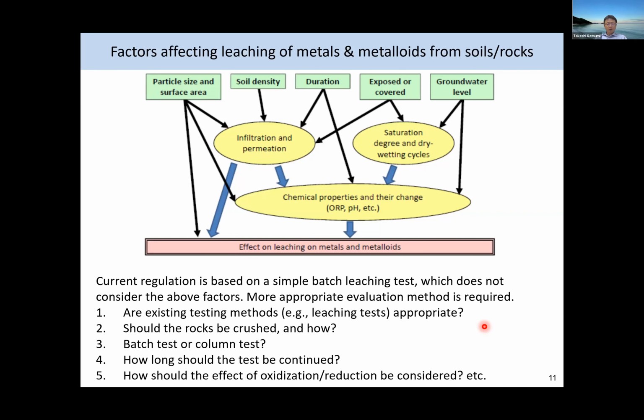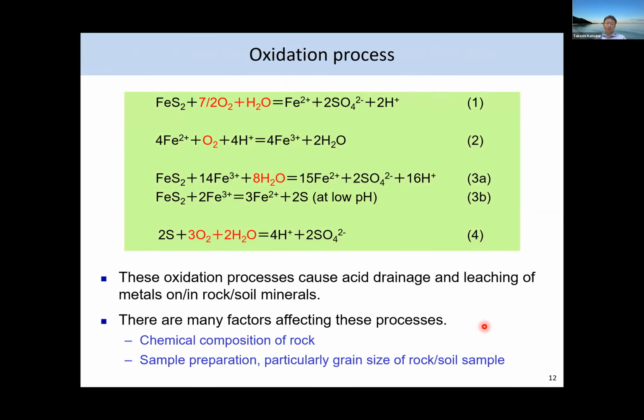But I would like to mention one very significant phenomenon, which is oxidation. If pyrite minerals exist in the soils or rocks, oxidation processes occur in the presence of oxygen and water. We might have very high arsenic conditions, and an acid condition. And if we have an acid condition, this acid condition might increase the leaching of the heavy metals or metalloids.